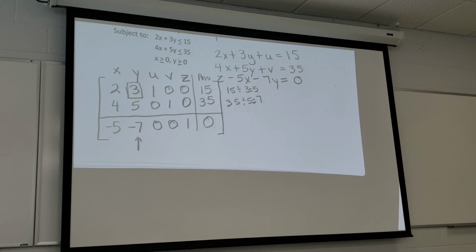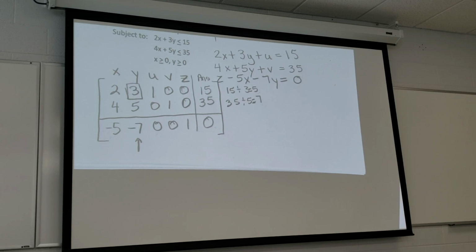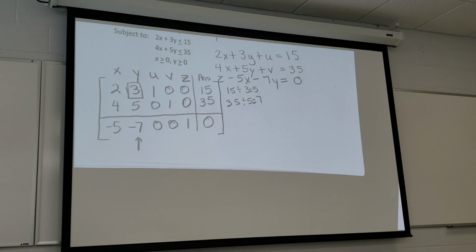And if you have a negative over here, you can't divide, because it would make it a negative value, and that's not one of the values you can use. What do we do if it is a negative? You wait till Tuesday, okay?